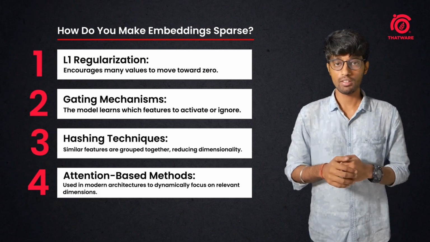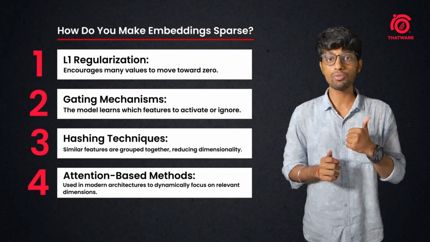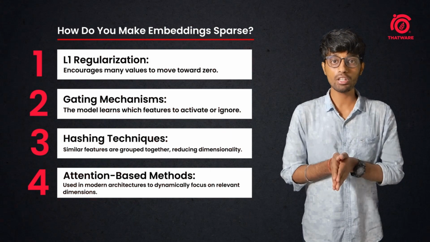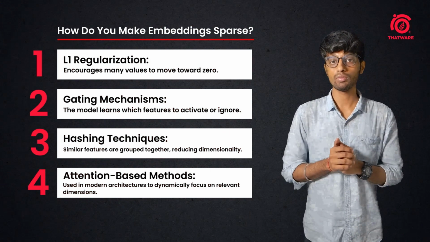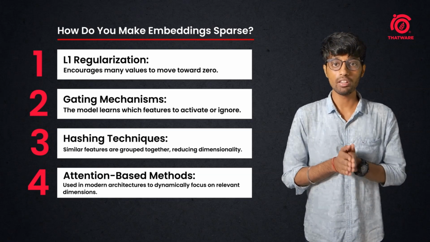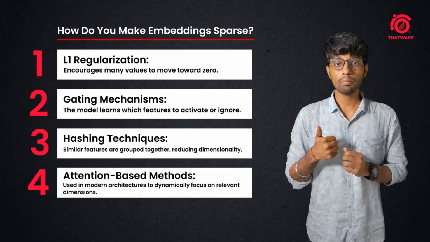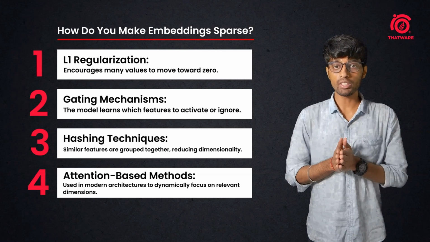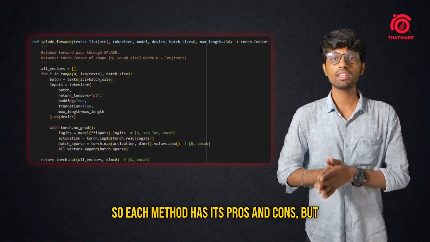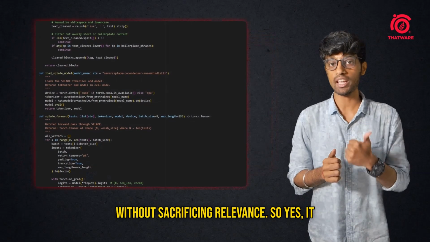So let's see. Number 1, regularization. It encourages more values to move towards zero. Number 2, gating mechanism. The model learns which features to activate or ignore. Number 3, hashing techniques. Similar features are grouped together, reducing dimensionality. Number 4, attention-based methods, used in modern architectures to dynamically focus on relevant dimensions. Each method has its pros and cons, but the goal is the same: reduce complexity without sacrificing relevance.